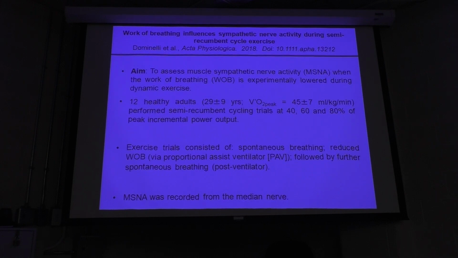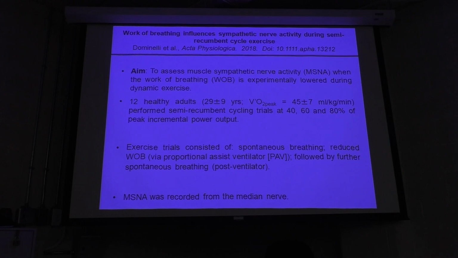So to bring this all around, Paulo and them very recently published a paper where the goal was to assess muscle sympathetic nerve activity when the work of breathing was experimentally lowered during dynamic exercise. So that's that last bit of the equation that we need, right? We need to know that if we unload the work of breathing, do we get corresponding changes in muscle sympathetic nerve activity to show that the work of breathing can signal a change in sympathetic activation that could explain these effects that we see on blood flow and fatigue development.